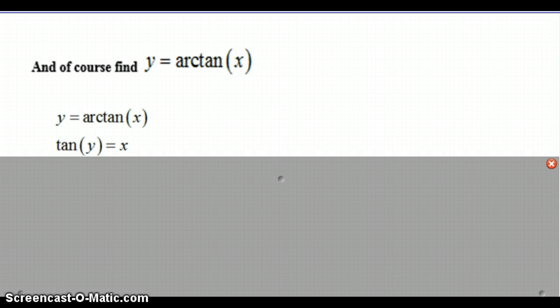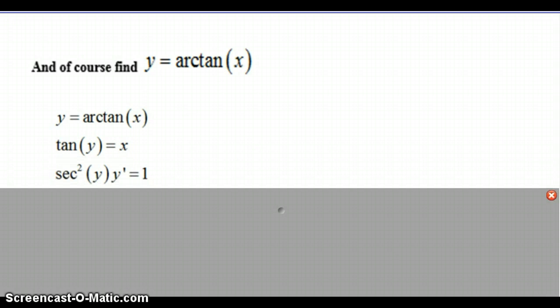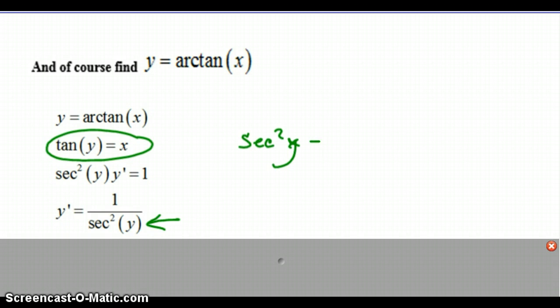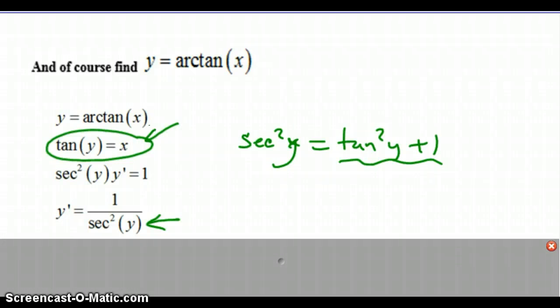So I've rewritten, I've taken the derivative implicitly, I've solved for y prime, but I've got this ugly secant squared stuck in my derivative. Tangent and secant have a special relationship. Secant squared y, in this case, equals tangent squared y plus 1. So I can substitute directly for this secant squared, and I know that tangent is equal to x. So I'm going to be able to substitute for tangent squared as an x squared.